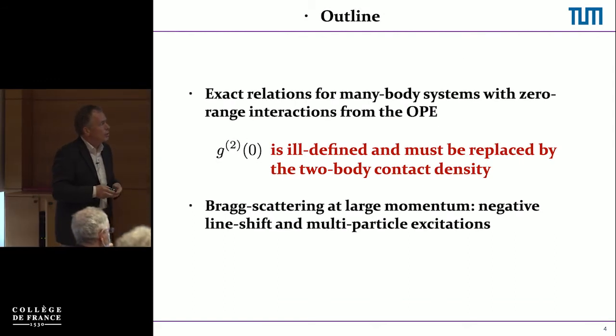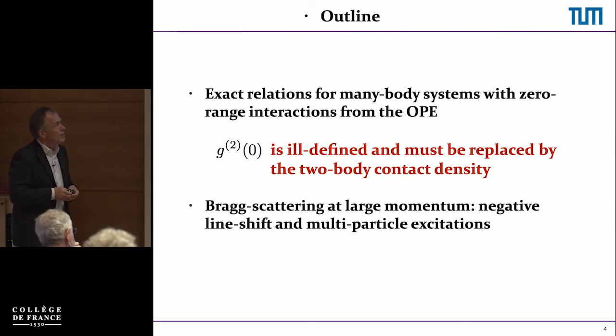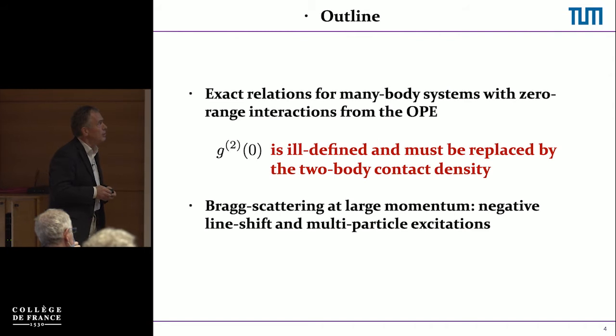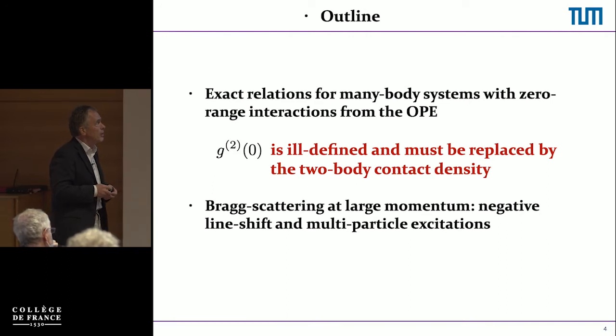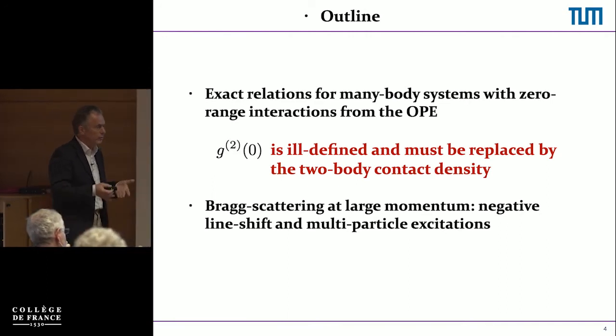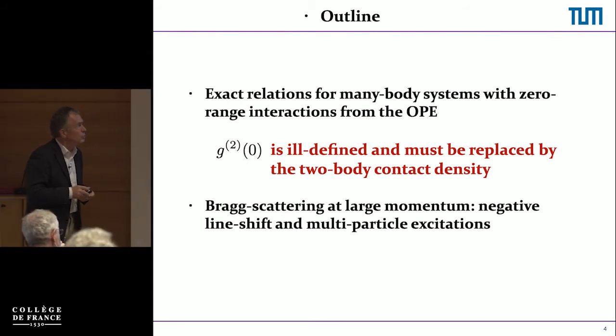I will show and indicate what the preferred method of deriving such relations is. It's a method that comes from high energy physics, namely that there is a series of exact relations for many-body systems with zero-range interactions. So of course the fundamental assumption is that we can neglect the range of the interactions. We can use a pseudo-potential.